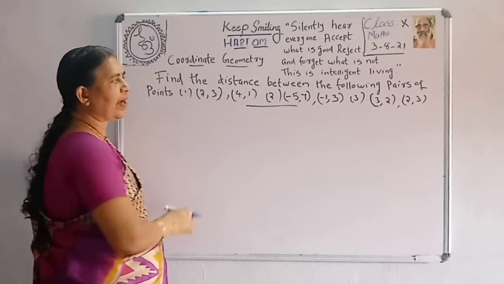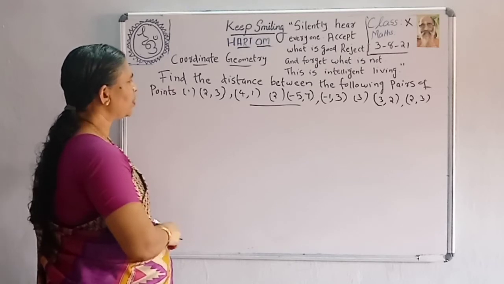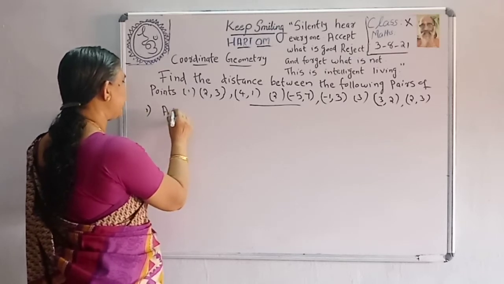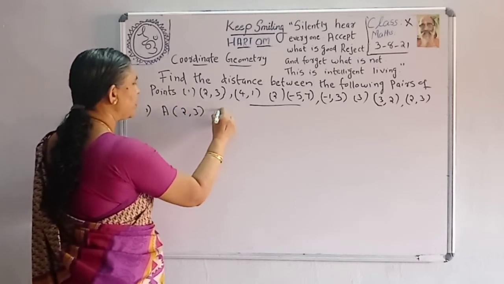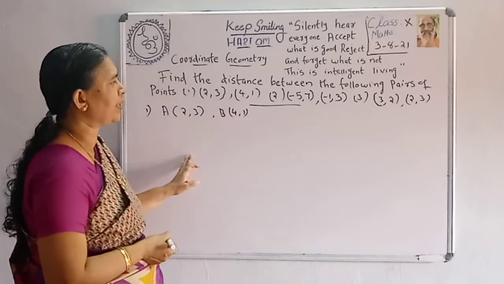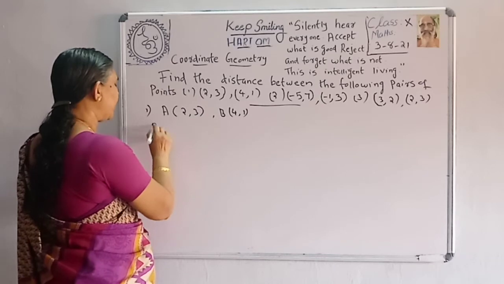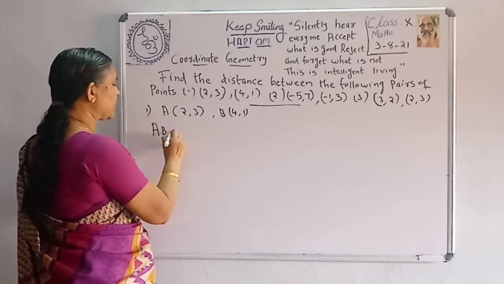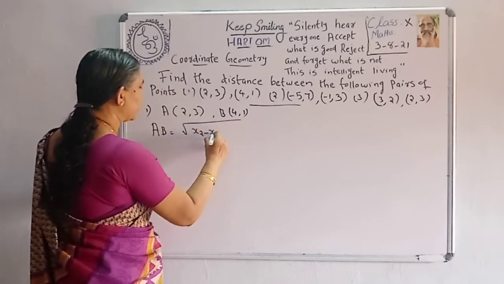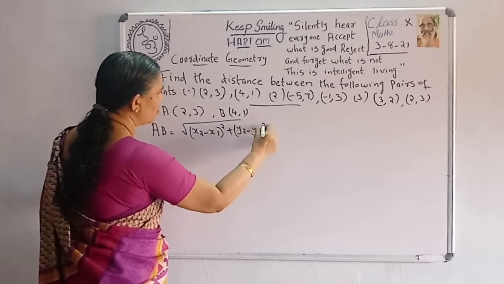Next question. Find the distance between the following pairs of points. First one: 2, 3 and 4, 1. First we can name point A as (2, 3) and B as (4, 1). You are asked to find the distance between the pair of points. Therefore, the length of AB is equal to, we can use the formula. What is the distance formula? Square root of (x2 minus x1) the whole square plus (y2 minus y1) the whole square.